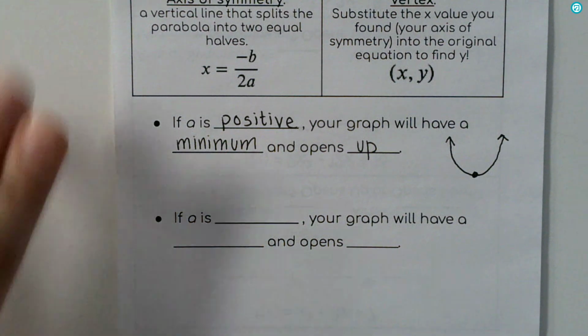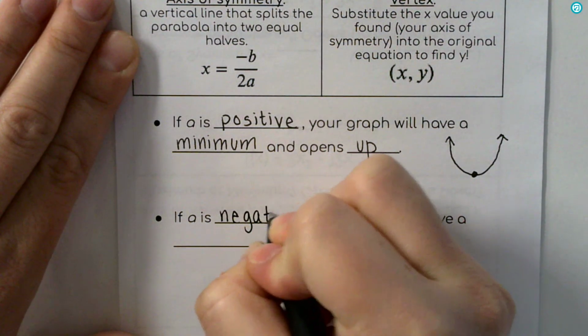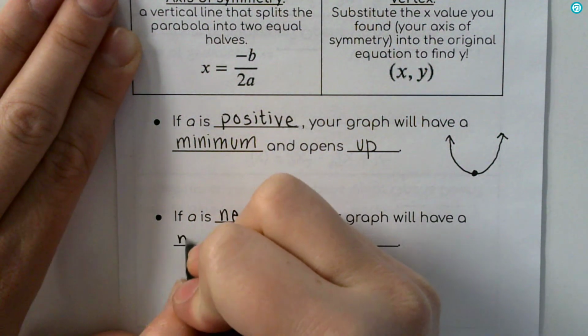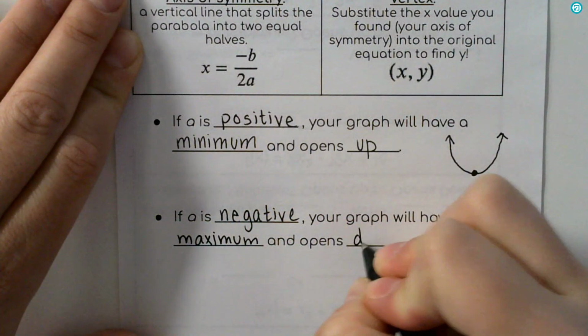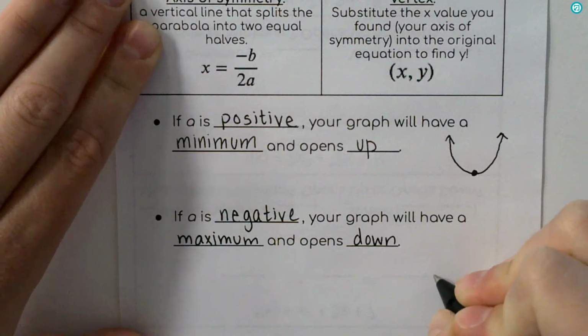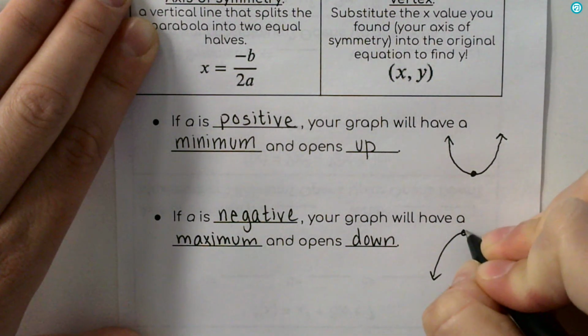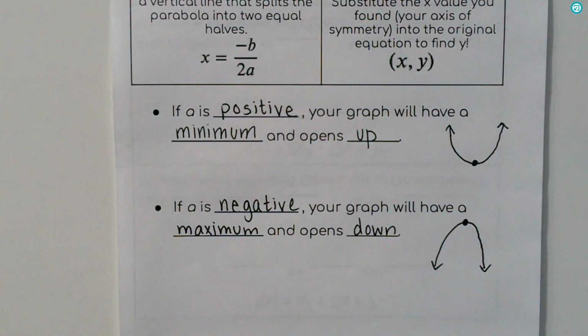If your a is negative, your graph will have a maximum and it will open down. So it will look more like this. So go ahead and sketch those on there, fill in those blanks, and then we will get started. Not that we aren't already started.